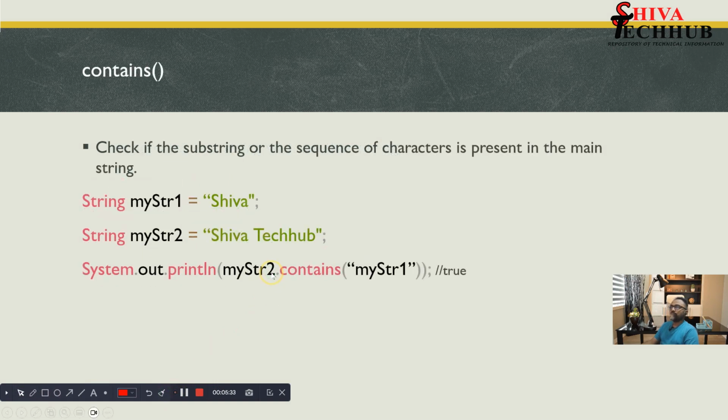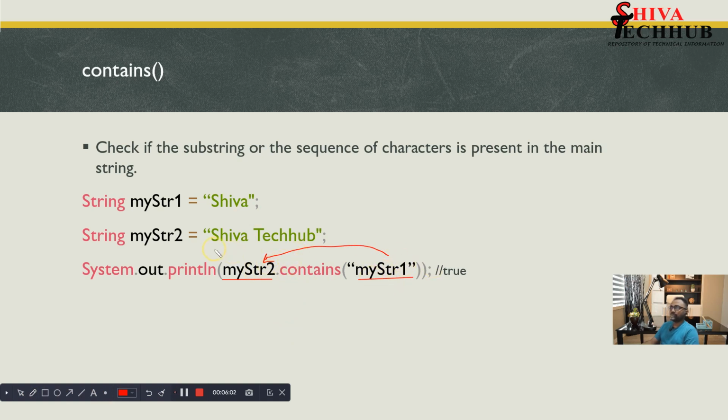So then we will be looking at the contains function. What the contains function does is it checks if the given substring is present in the main string or not. In this case, let us consider our main string like mystr2. It checks if that particular substring is present in the main string or not, right? So this is the main string and this is the substring. It checks if it is present or not.